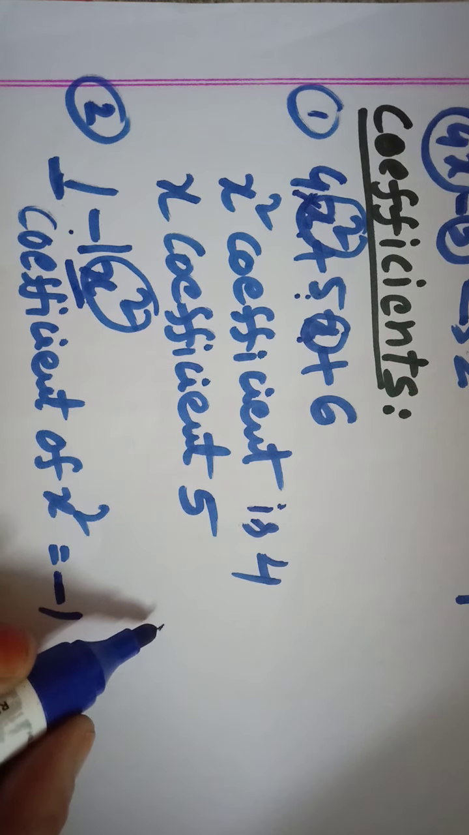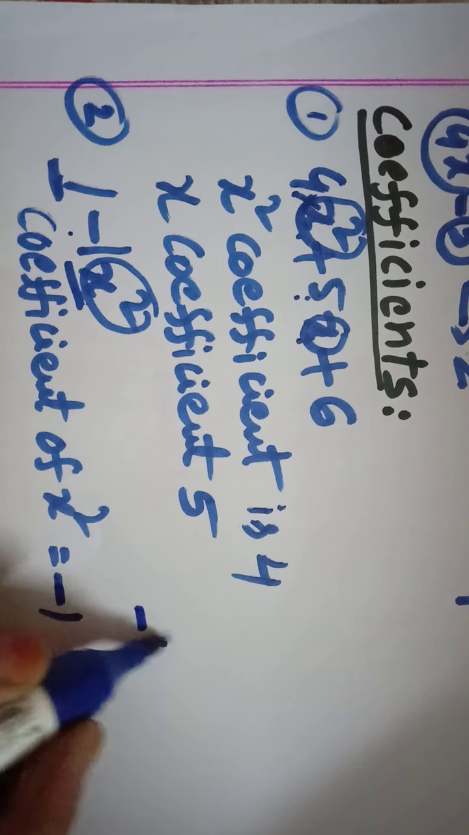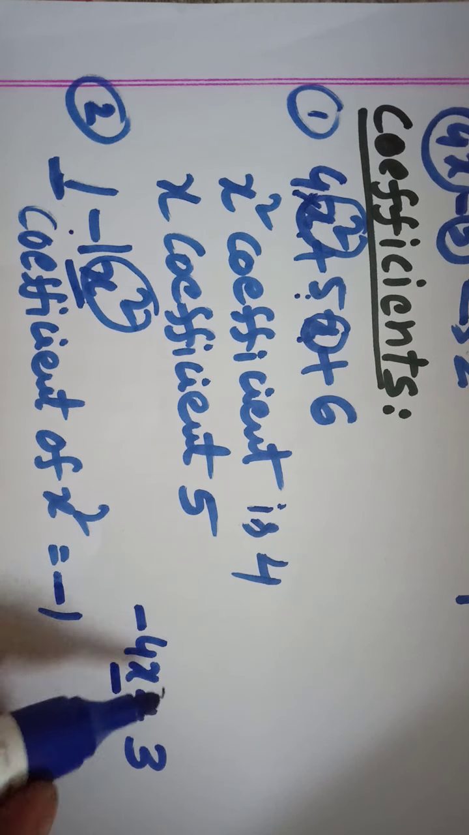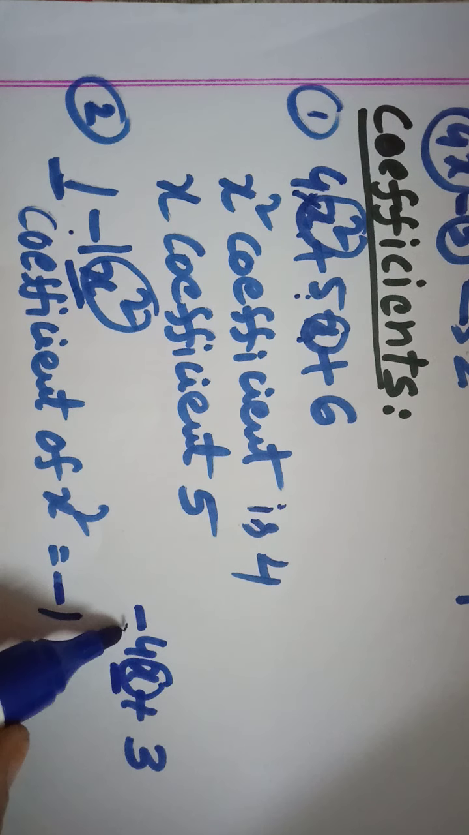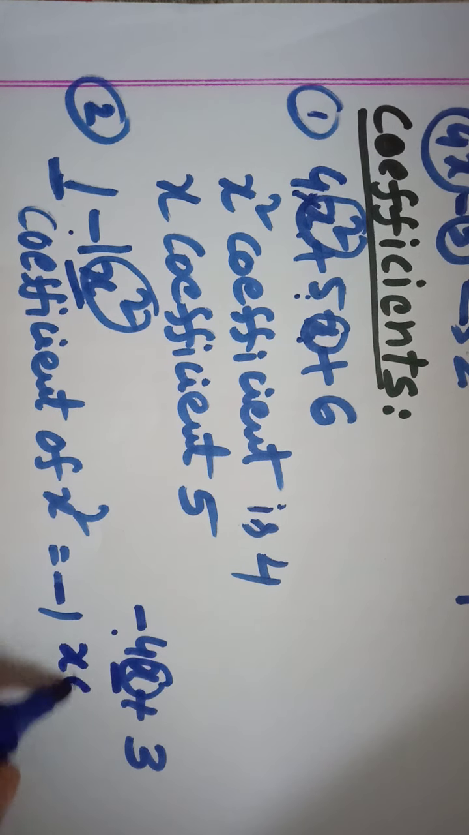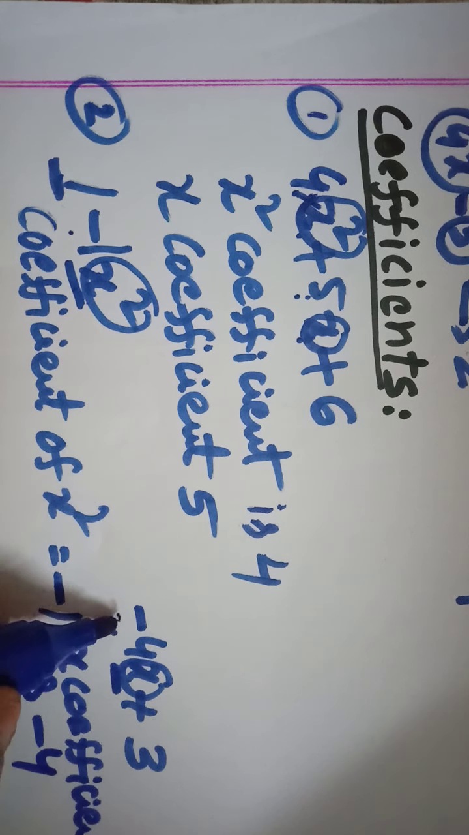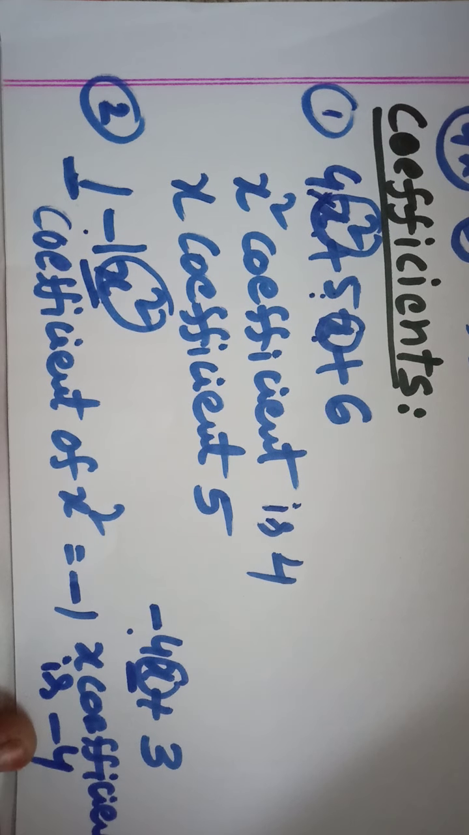Now take 4x square minus 4x plus 3. What is the x coefficient? Here x is multiplied with minus 4. The minus symbol is there, so the x coefficient is minus 4.